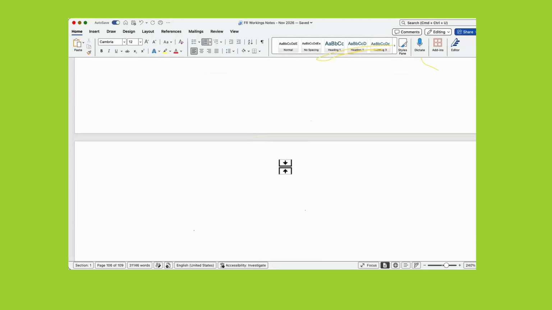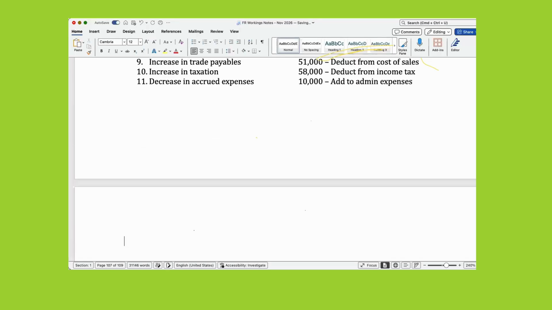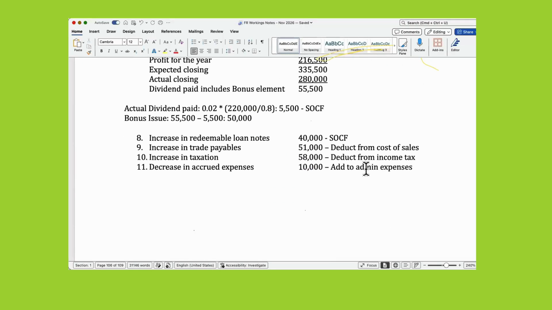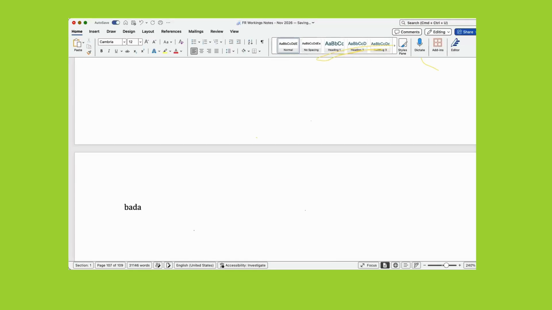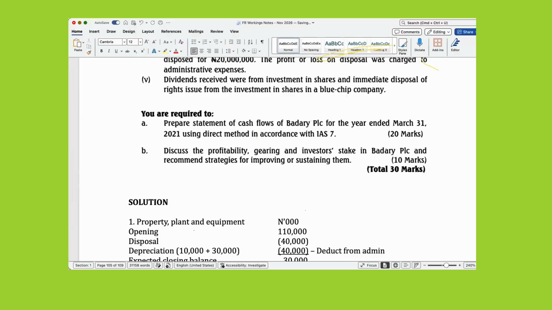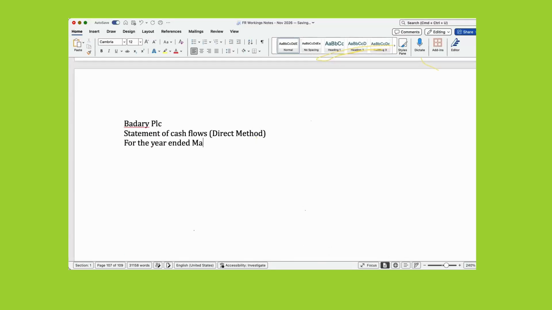Okay, so let's prepare our statement of cash flows. What's the name of this company? Badari PLC. Okay. What was the year? March 31st.